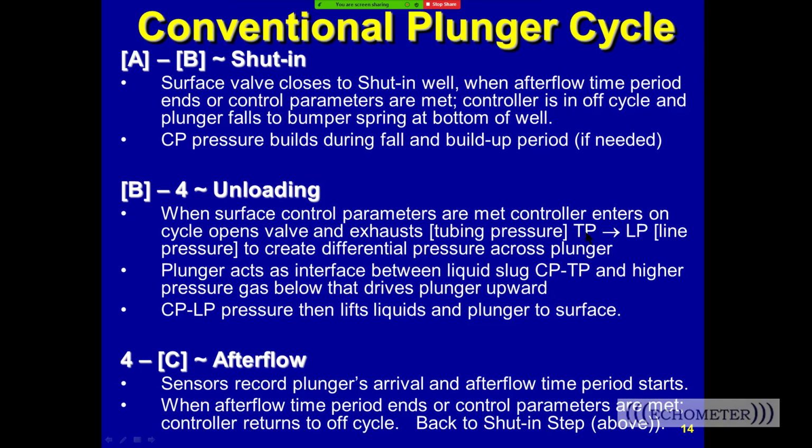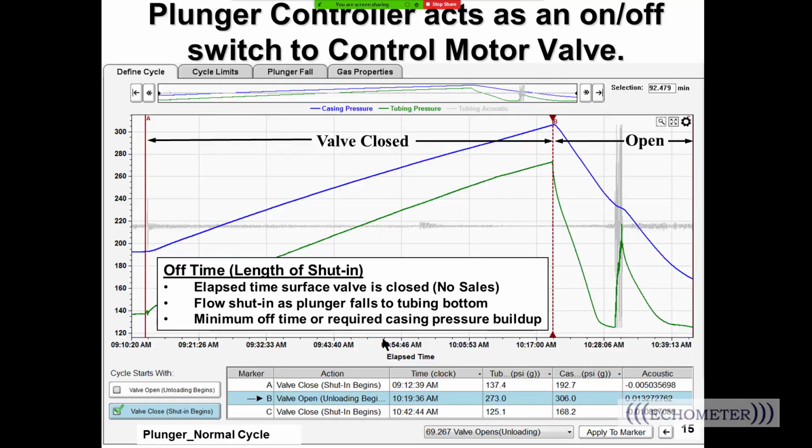Unloading here is talking about when you open the well up, the tubing pressure drops to the line pressure, and that creates that differential pressure. And then the casing pressure minus tubing pressure is the liquid load, and that casing minus line is the energy that lifts the plunger to the surface. And so these pressures are something that we need to consider when we operate the plunger lift well.